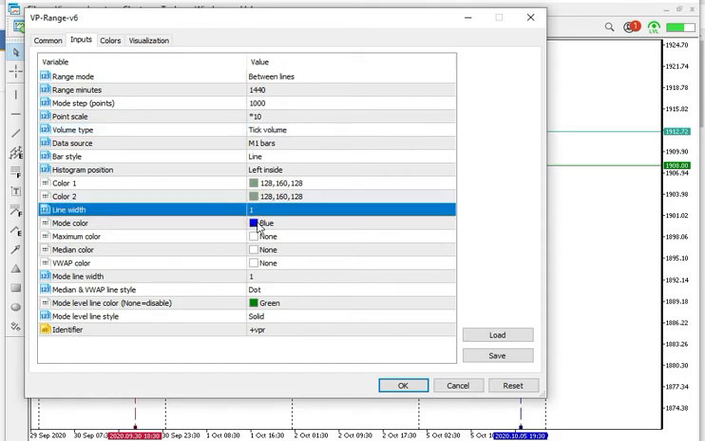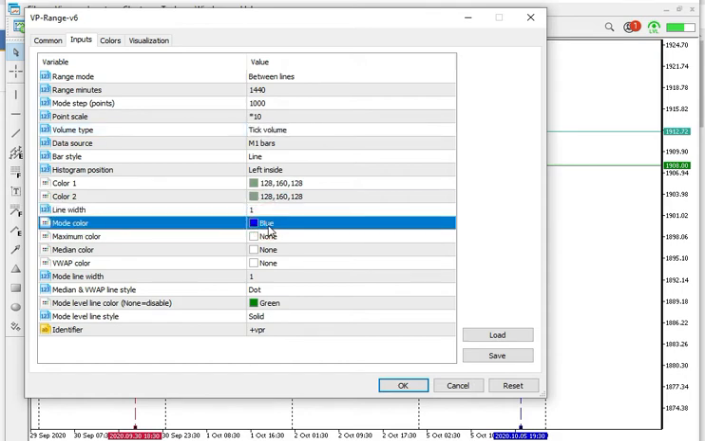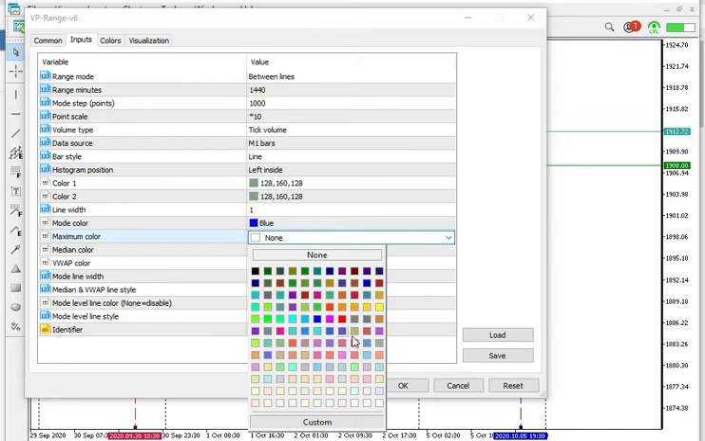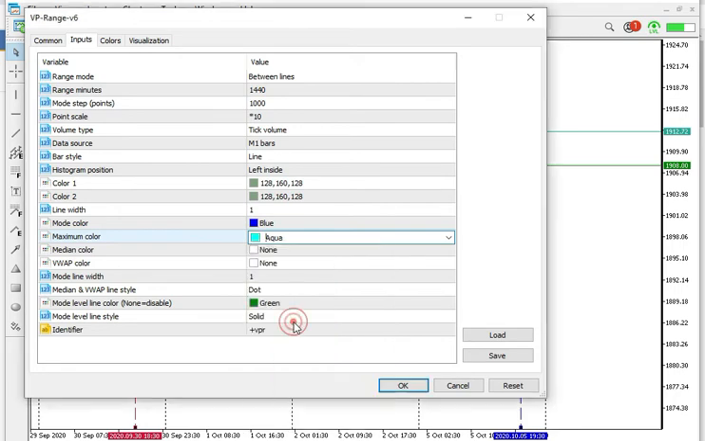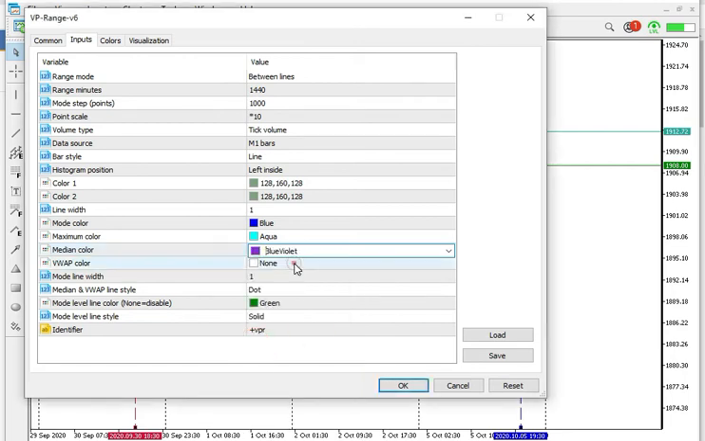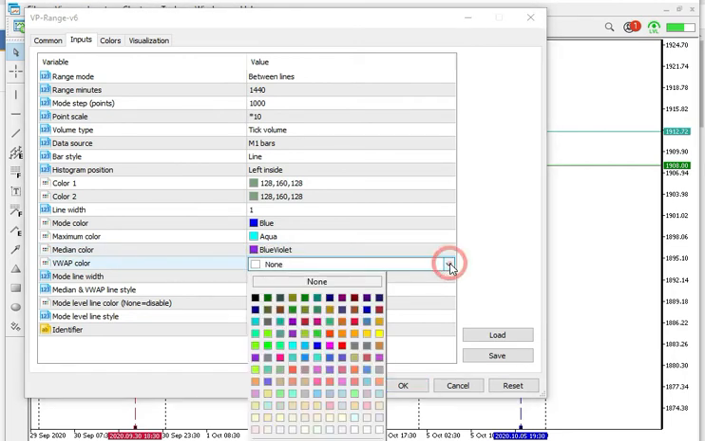We go over to the line width, which is the thickness of the lines. Mode color: the mode of the whole volume profile is given by that color. You can also change the maximum color, the place with the maximum volumes. Usually this is our POC, point of control. It's what most people like, so I'll give it a lighter color compared to the others. And the median color is also important.